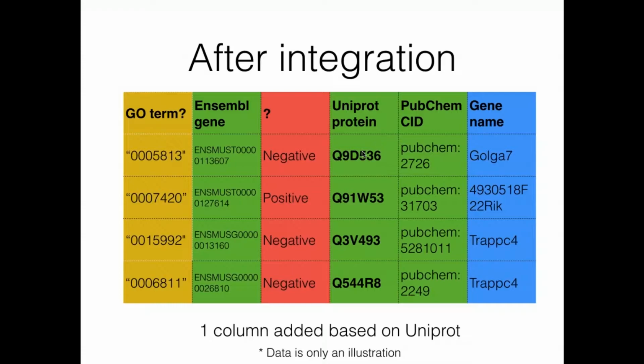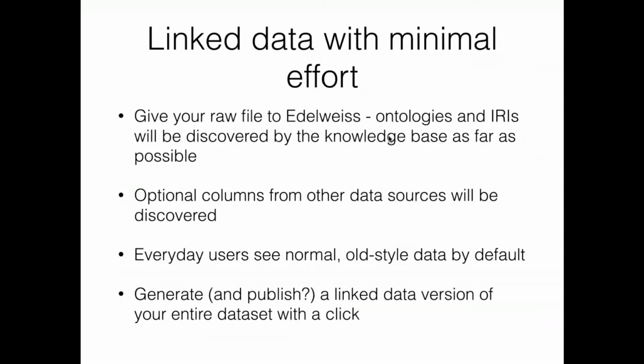So that's first discovering data and then discovering column types. And based on one of the discovered columns here, we fetched one of several available optional columns. This is going a long way to giving you linked data with minimal effort, because now you don't have to type your IRIs manually, and you don't really have to tell the system what all the columns are. As much as possible, the knowledge base is trying to guess what these ontologies are, what these IRIs are, and what the type of all this data here is.